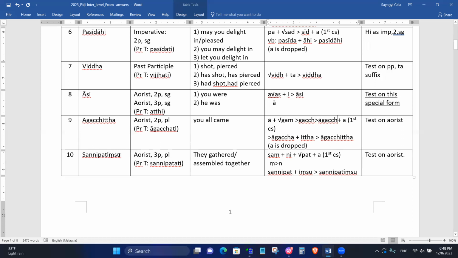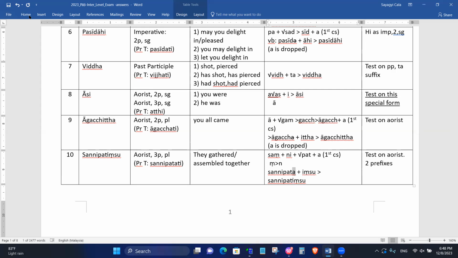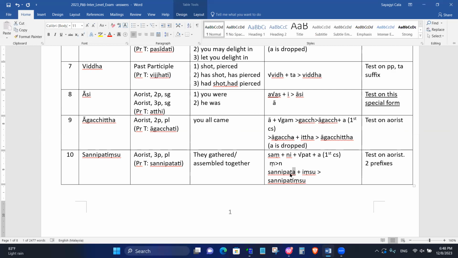Test on aorist also. And this is actually to test more on the, because here, some of the Pali words have two prefixes. So in this case, you have sam plus ni, and then the root is pat. So sam ni pat plus a, so you got sam ni pat. Here you will have a, then after that, the verbal base is a sanipat. So you minus the a, so plus imsu, sanipatimsu.